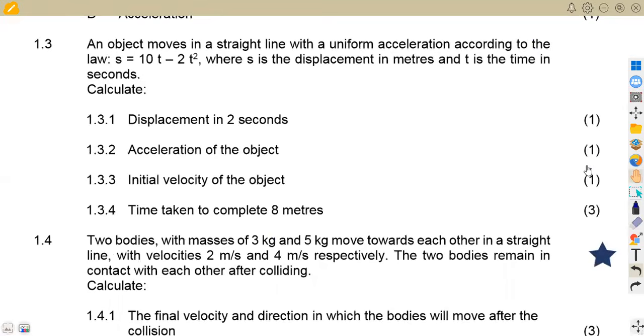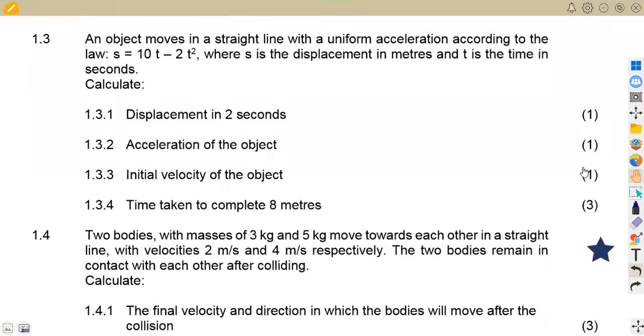On 1.3, we are given an object that moves in a straight line with a uniform acceleration according to the law S equals 10t minus 2t squared. S represents the displacement in meters, and T is the time in seconds. So we have displacement here, and T representing the time in seconds.